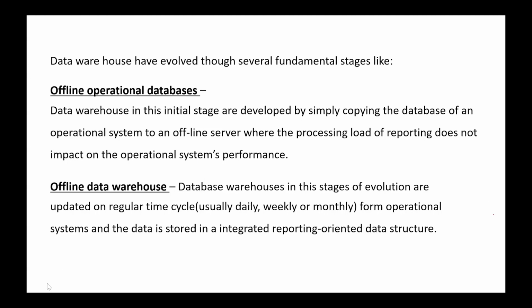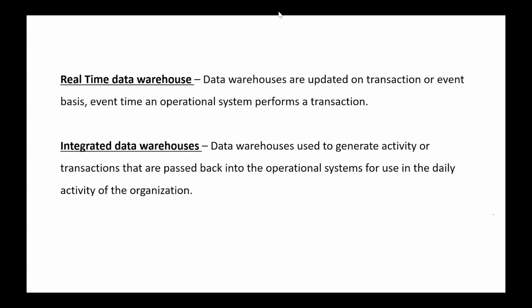Next we have the real-time data warehouse. Earlier we were updating during a regular cycle time. Now real time means as and when it is getting updated. Okay, data warehouses are updated on a transaction or event basis. That means if I'm performing a certain transaction, or updating certain data, that gets updated immediately. If I'm deleting a certain record, that also gets updated immediately in the data warehouse. You don't have to wait for a week or a month. So a real-time data warehouse is updated at every regular interval of time.